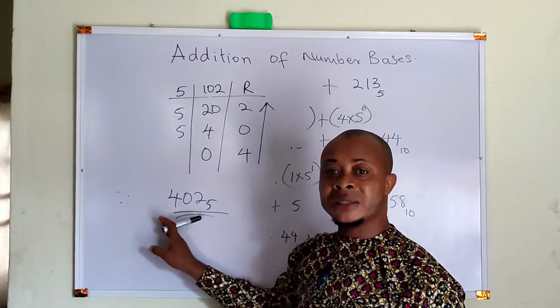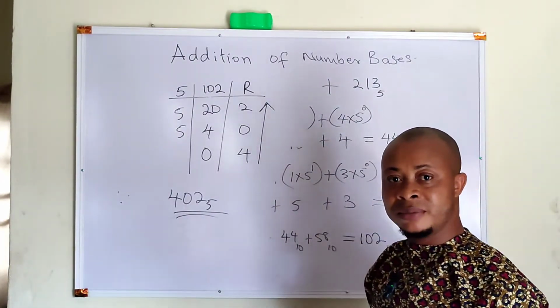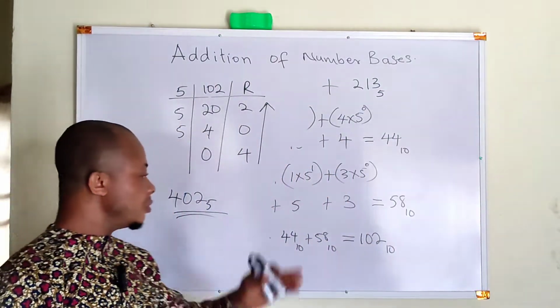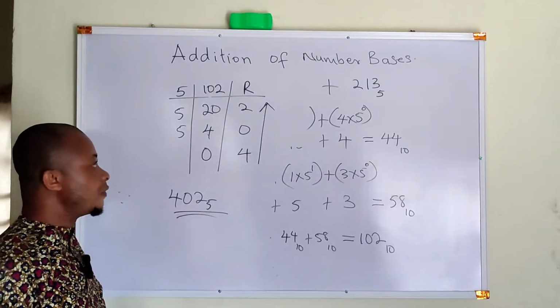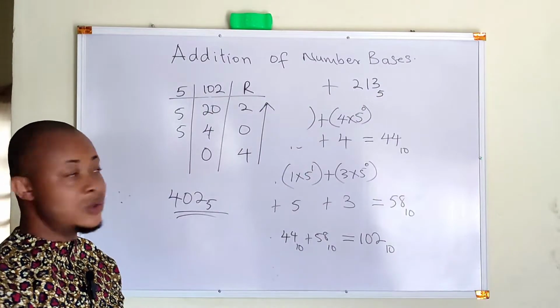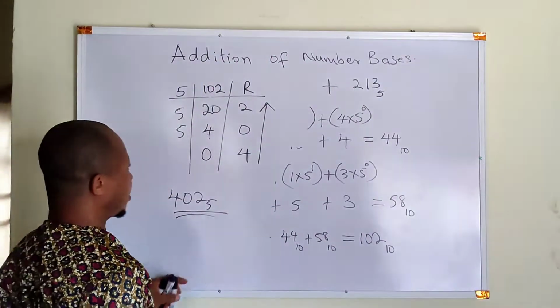This is how to add two bases together. First of all, convert them to base 10, add them up in base 10, then divide them by the base. Okay, so this is how to solve this question. I believe you have understood this. Let's look at another question. Let's look at the second question on this.